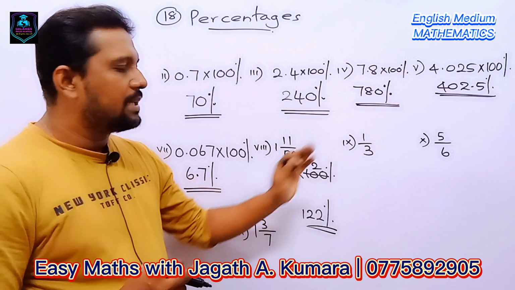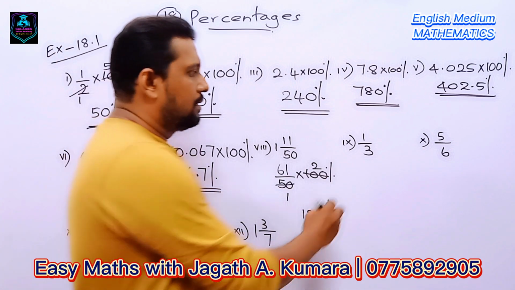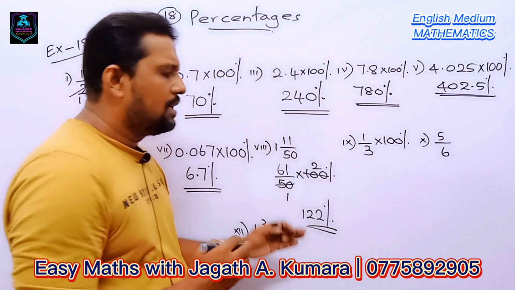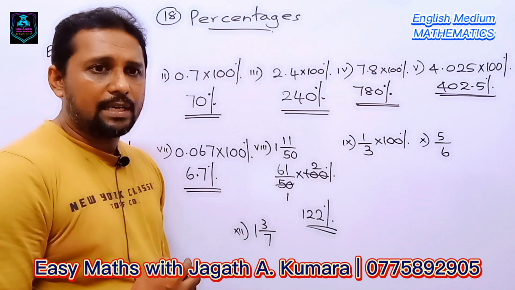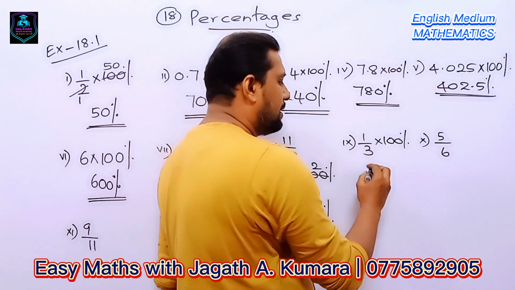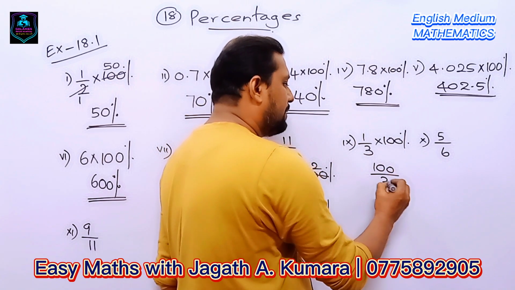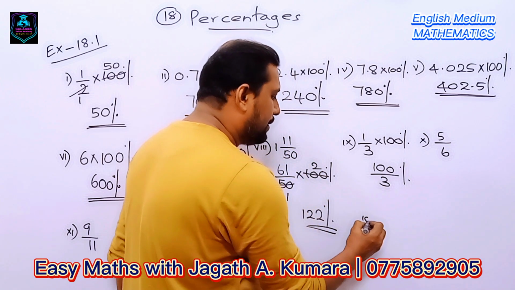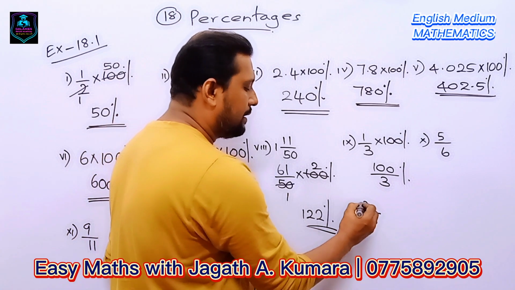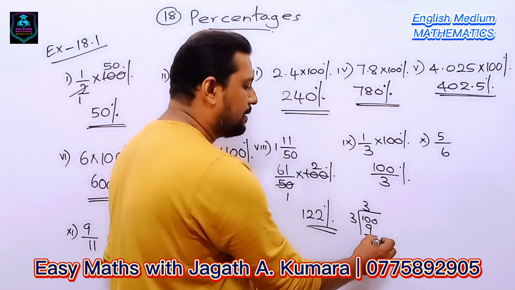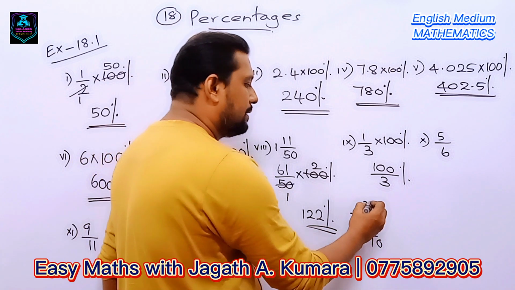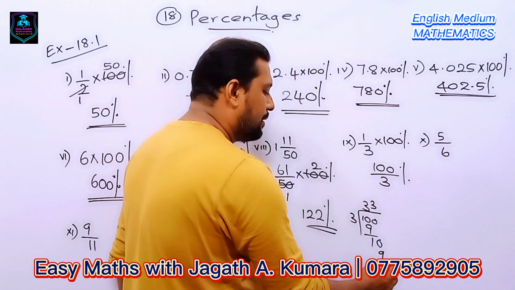Then next one, look at number 9. 1 over 3. To convert into percentage, this value you have to multiply by 100%. We can't simplify numerator and denominator values. So separately you multiply the numerators. 1 multiply 100, 100 divide 3. Right? Then quickly you can divide 100 by 3. 10 divide 3, 3. 3 times 3, 9. Remaining 1. Then this 0 you can take here. 10 divide 3. Again 3. 3 times 3, 9. Remaining 1.